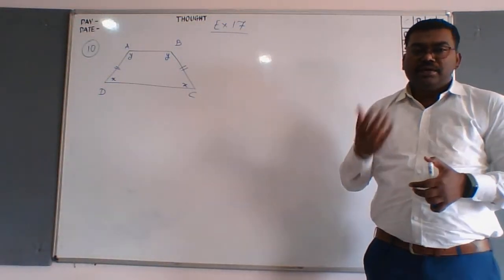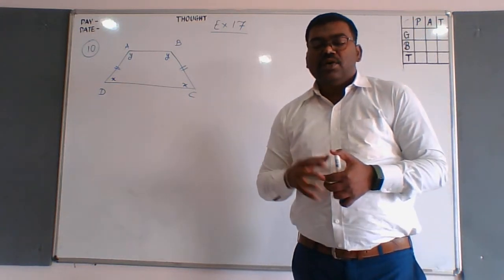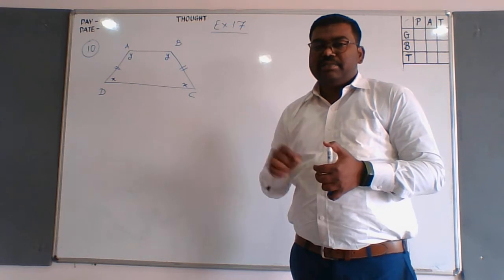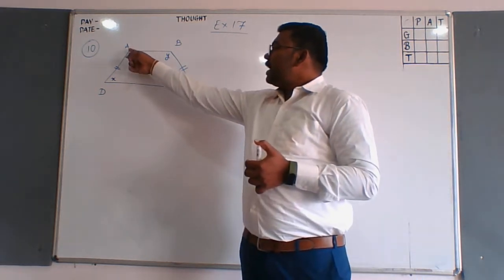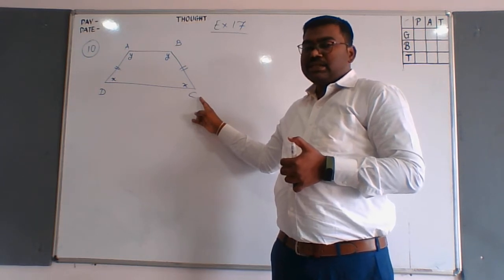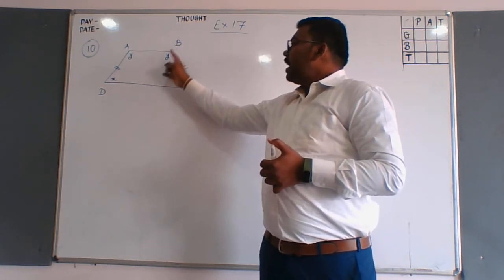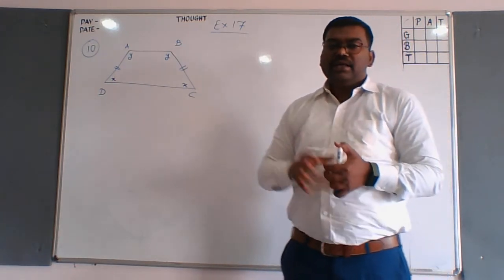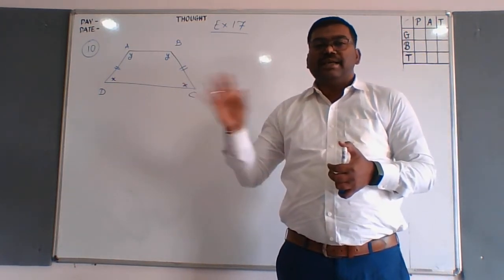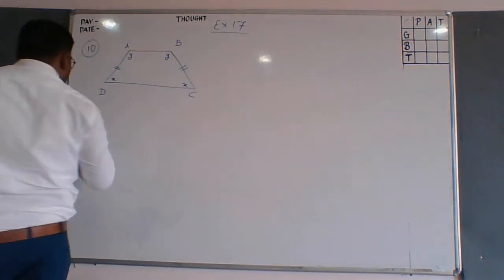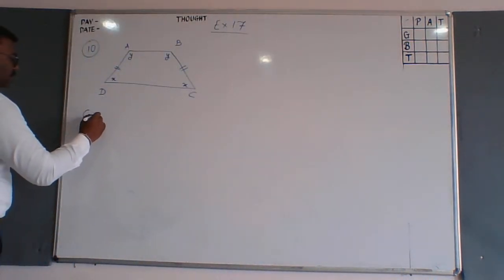Now our question is, we want to prove that opposite angles are supplementary. That means we want to prove that angle A and angle C are supplementary angles. Also, we have to prove that angle B and angle D are supplementary angles. Clear? So, first of all, we will always write the given part of the question.